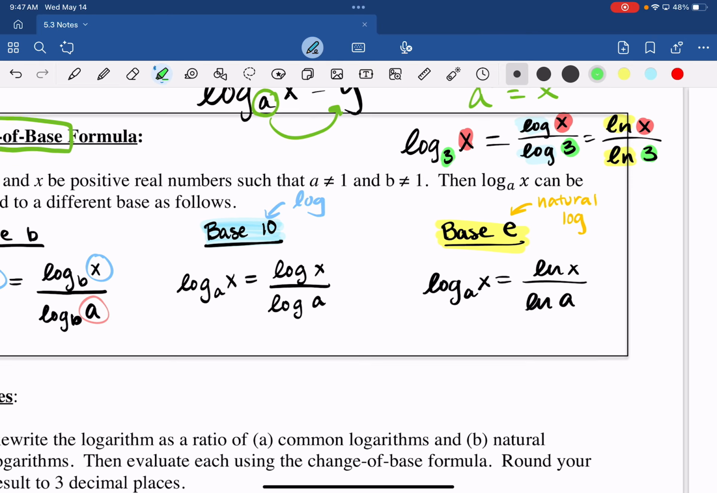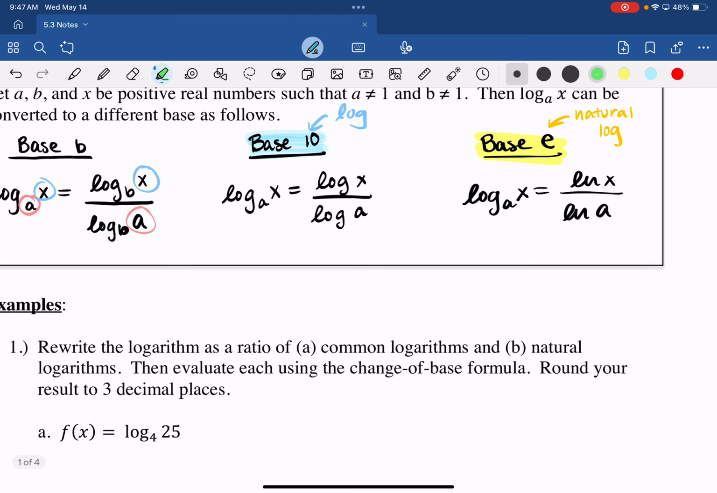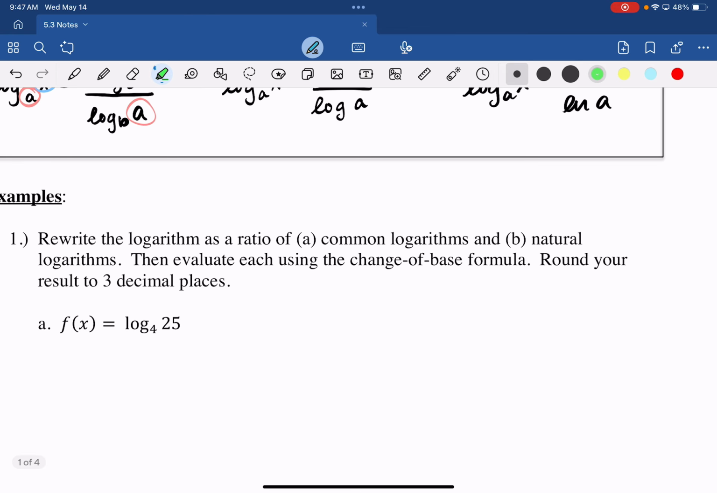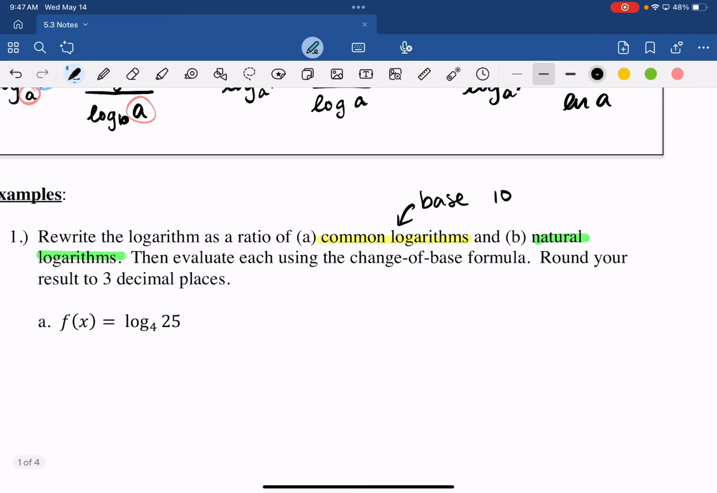Now we're talking a lot of abstract. Let's just actually apply this, and I think it'll start to make a little more sense. Okay? All right, so here up top it says, rewrite the logarithm as a ratio or as a fraction of common logarithm. Remember, common logarithm has base what? Nope, other one. 10, right? Base 10. That's our common log. Natural log is what you were thinking, Blake. Base E.